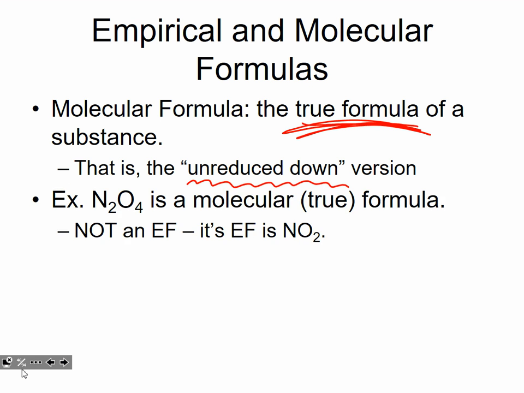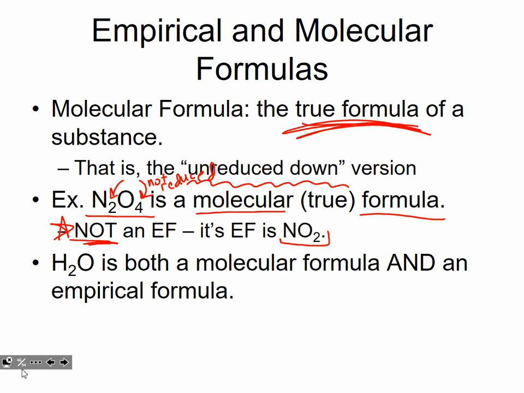So as an example, dinitrogen tetroxide, N2O4, is a true formula, a molecular formula, because notice how the subscripts are not reduced. 2 and 4 have a common multiple. So this is a molecular formula. It is not an empirical formula. The empirical formula of N2O4 would be NO2, reducing the subscripts down.